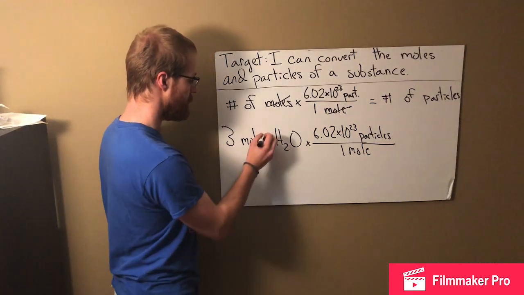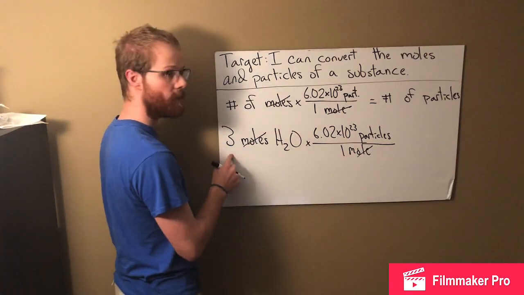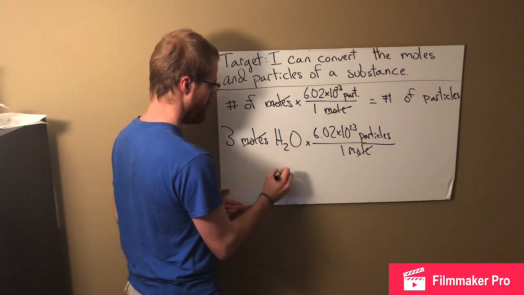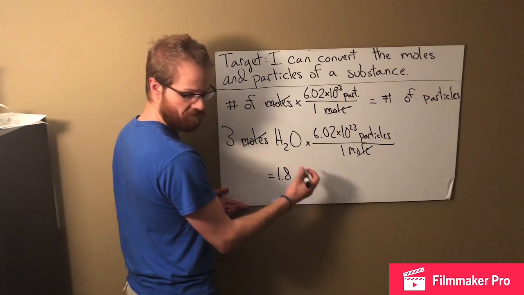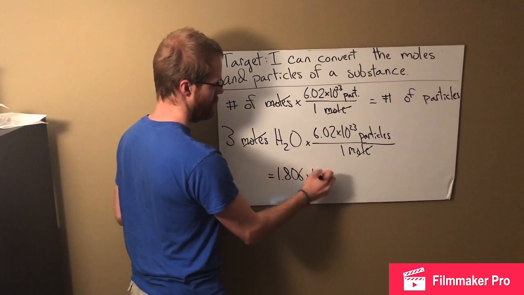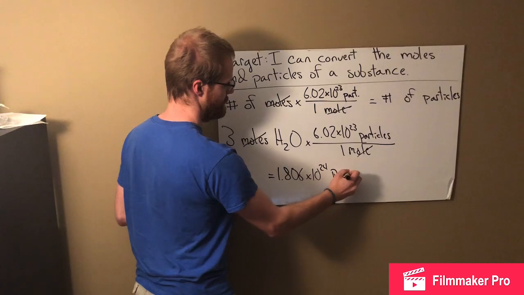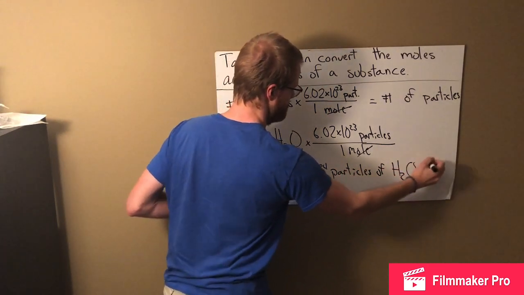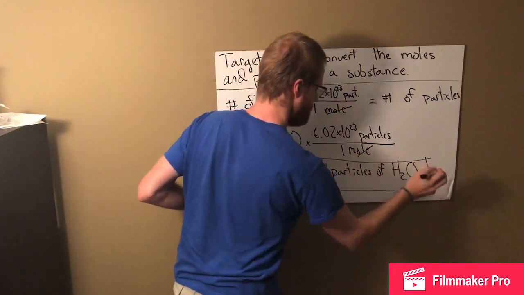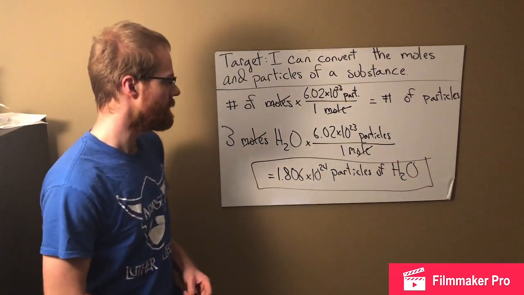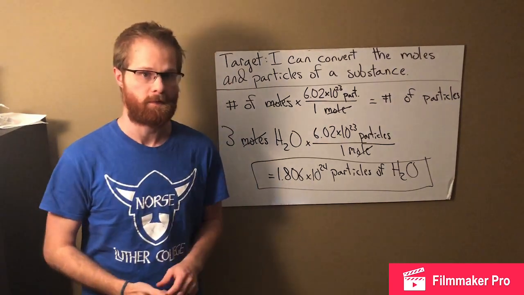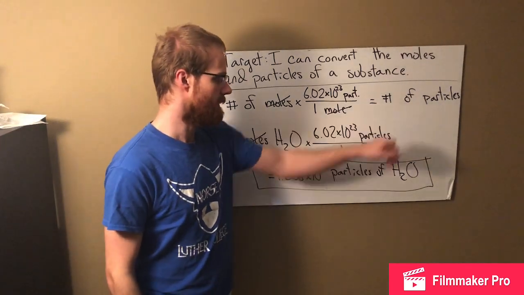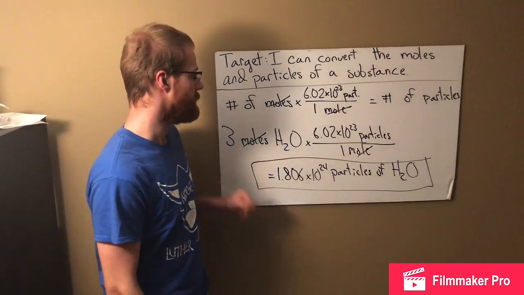Our moles are going to cancel out, and we're going to multiply 3 times 6.02 times 10 to the 23rd to get our answer, which would be 1.806 times 10 to the 24th particles of H2O. Bada bing, bada boom. That's how we do it. So here's my challenge for you: can you do it in reverse? If I gave you the number of particles of something, could you convert that into moles?